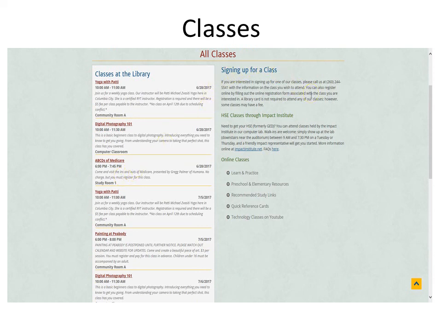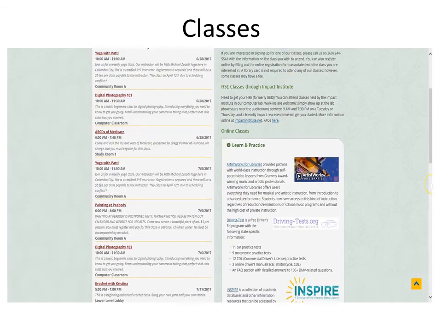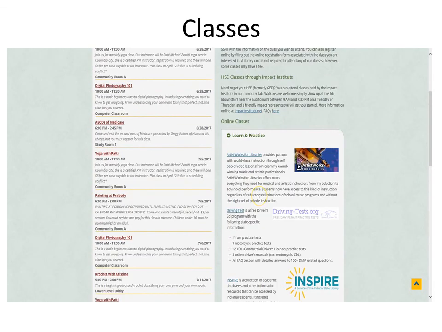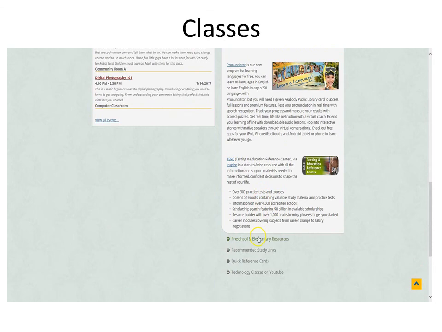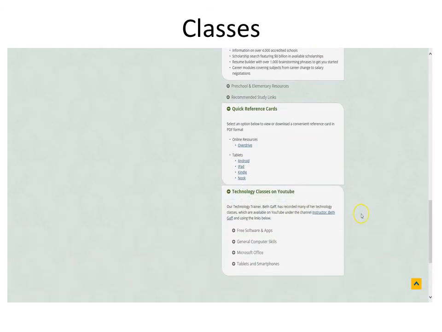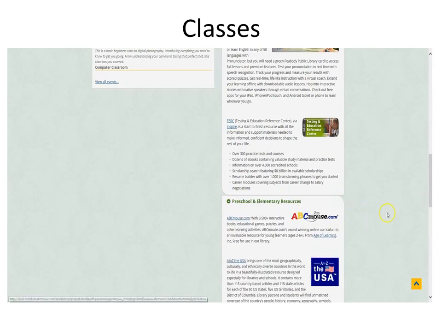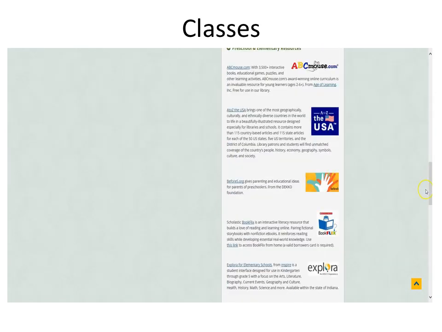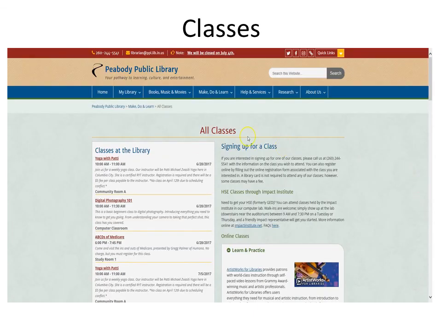If you're interested in signing up for one of the classes, you can call the library, or you can register online as well. So these are online classes, they're actually online resources. However, they've classified them. We've got our quick reference cards. These are your technology classes on YouTube, preschool and elementary, as well as different types of study links. So these are all about the classes.